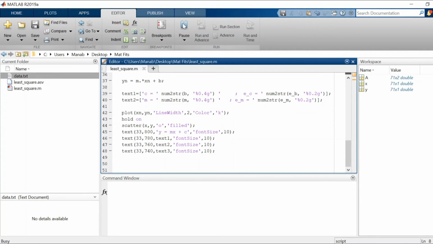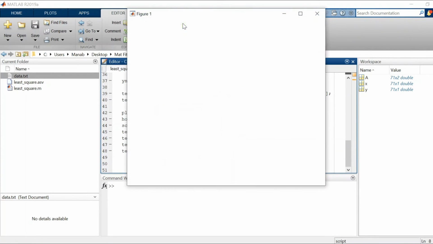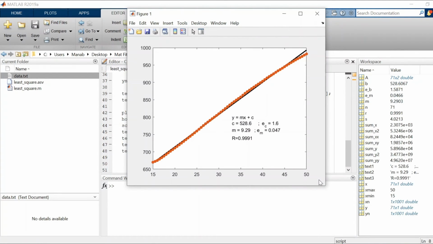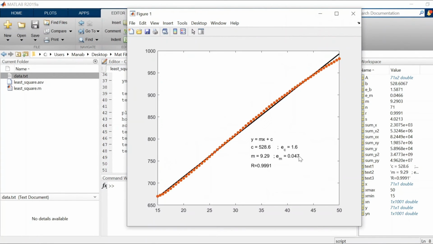As you can see, these red circles are the experimental data, and this black solid line is a fitted line with the equation y is equal to mx plus c. In this case, the intercept is this, and the error in intercept is this, and the slope is 9.29, and the error is 0.047, and the goodness of the fit r is 0.991.